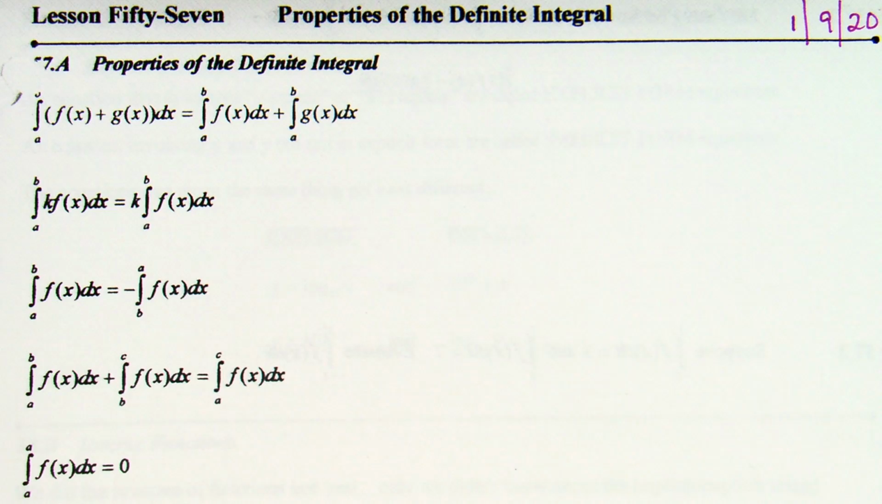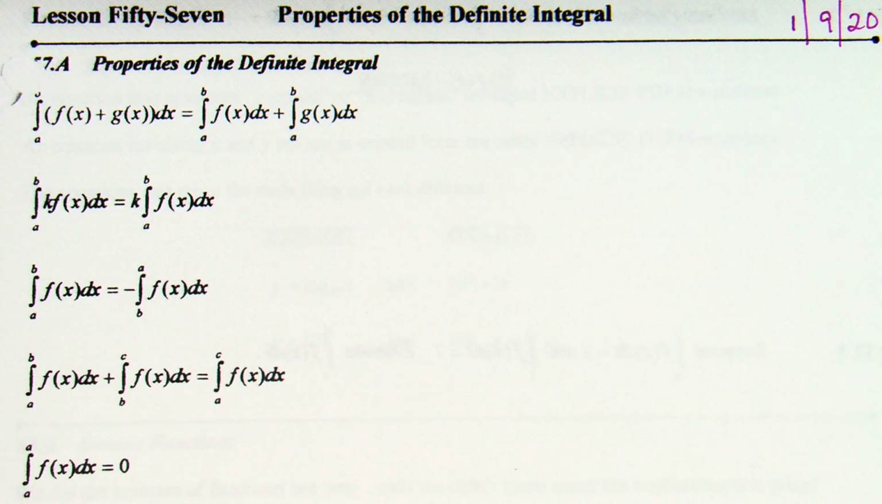Okay, lesson 57. Notice it is properties of the definite integral. And a lot of this is just understanding what you can and can't do with integrals. Okay, the properties just tell us what we are allowed to do when we are working with integrals. And so that's what we're looking at.